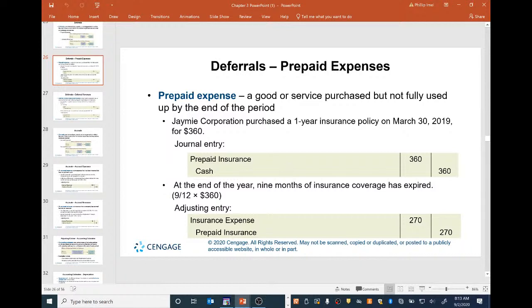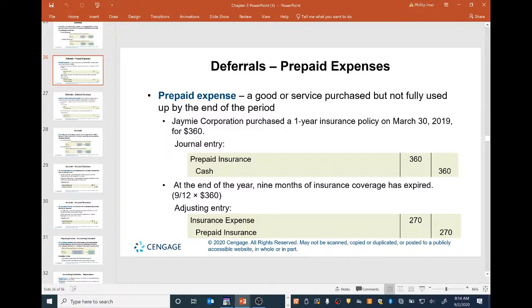At the end of the year, 9 months of insurance coverage has already expired. So we've used up 3/4 of this policy right now. So 9/12 of 360 is going to be $270. So now we need to incur the insurance expense, okay? So now we've actually used up that amount of the insurance policy.